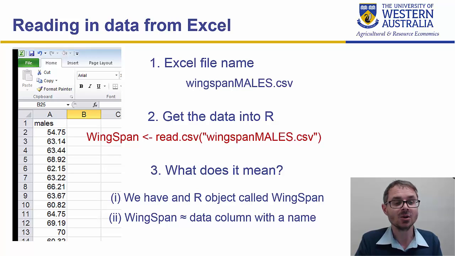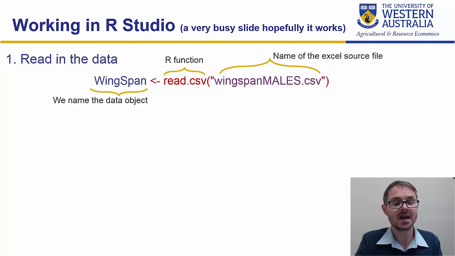So let's just look through these steps in a little bit more detail. So reading the data in. So what have we got here? We've got an object. We're going to create an object. That's the name we give the file. You can think of it the same way as naming all the files that you save.